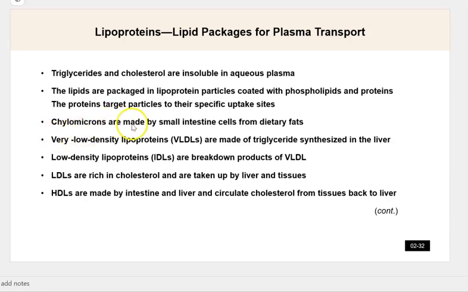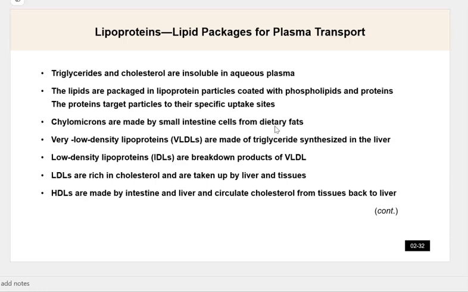So the chylomicrons are made by small intestine cells from dietary fats, and they're the last step in digestion and absorption of dietary fats. They enter the circulatory system from the lymphatic circulation, and then they acquire other apolipoproteins. The chylomicrons consist mostly of triglycerides, but they also contain phosphatidylcholine, cholesterol, and very little protein.